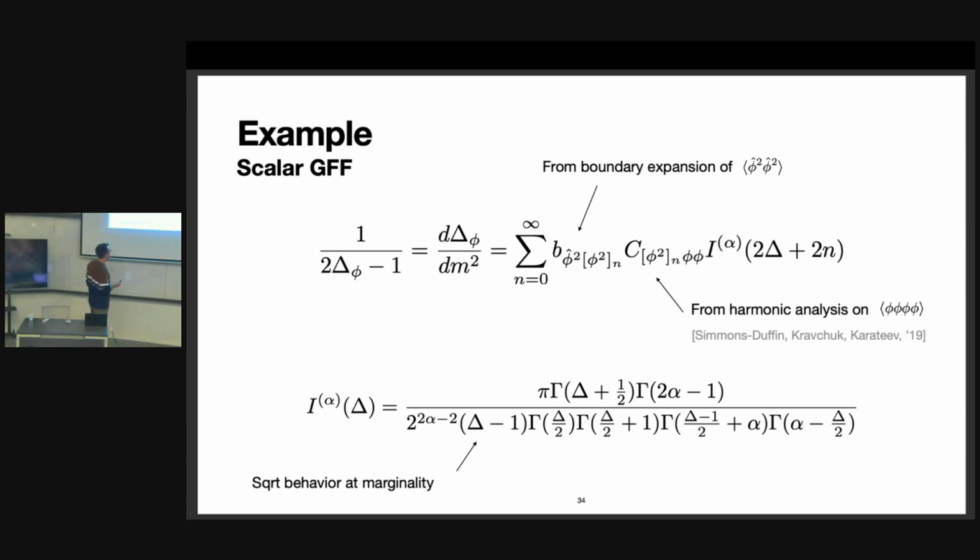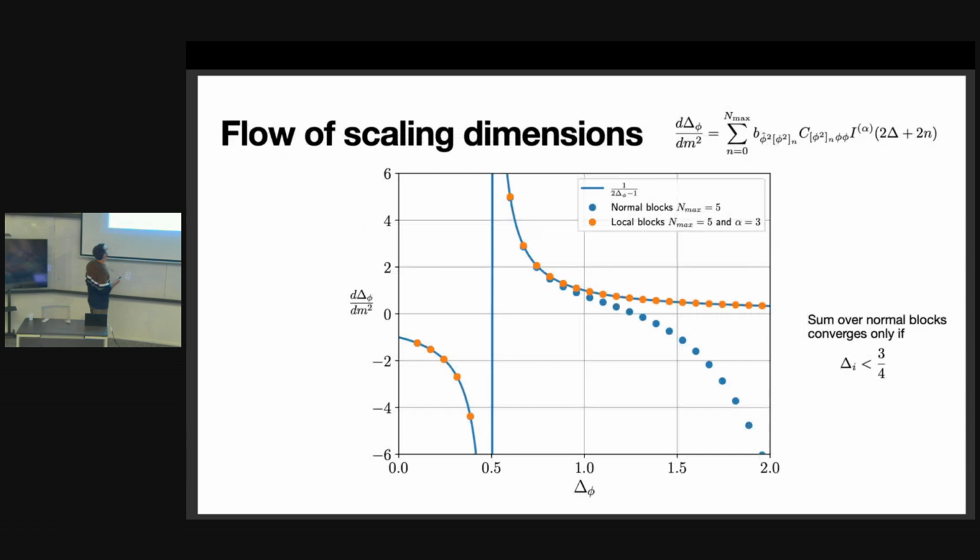And so you can run this with some truncation, and you can see, for example, here with the blue dots, I'm using just the normal blocks. The truncation is just 5, so I'm summing just 5 operators, and the blue dots fail to converge after this particular value of delta phi. And the local blocks keep working well.